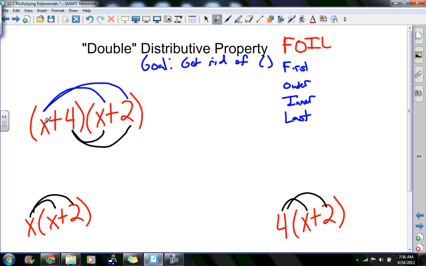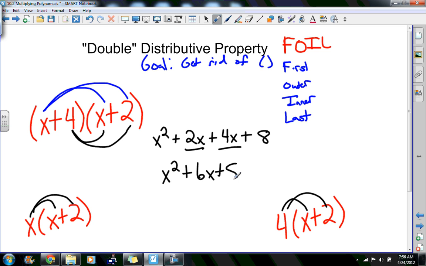So what we do is we take this x and we're going to distribute it to both terms. So x times x is x squared. X times 2 is going to be 2x. And we're done with the x. So then 4 times x is 4x. And 4 times 2 is 8. Frequently with the double distributive property, you are going to be able to combine the second and third term. So we have x squared plus 6x plus 8.